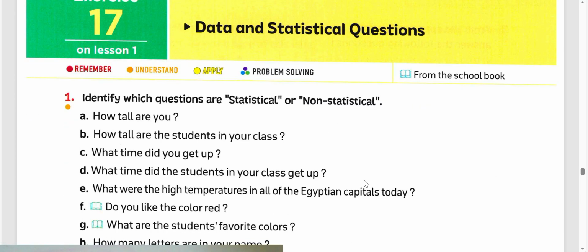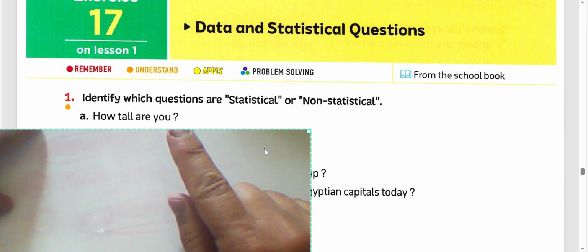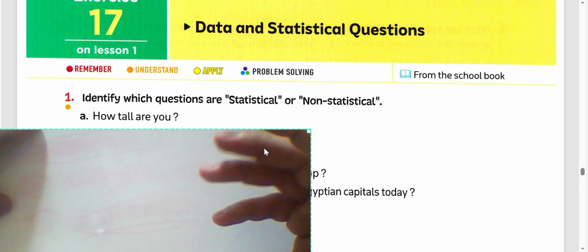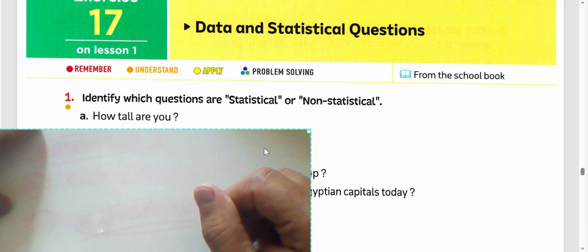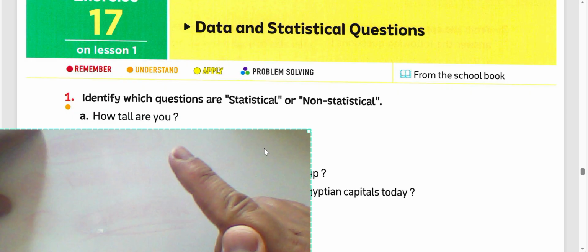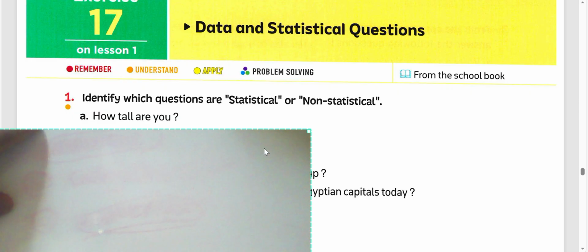Identify which questions are statistical or non-statistical. How tall are you? It will be non-statistical, because for non-statistical questions the answer will be exact. We have one solution. Exactly, we call it non-statistical. But if we have different answers, we call it statistical. Then the answer here, how tall are you? You have one solution. One solution, it will be non-statistical. Then we must write non-statistical.